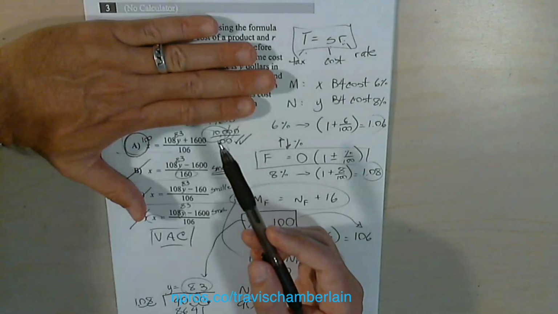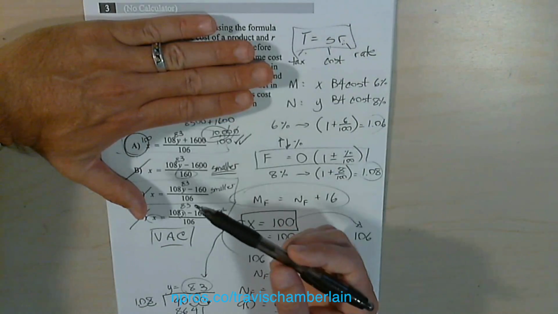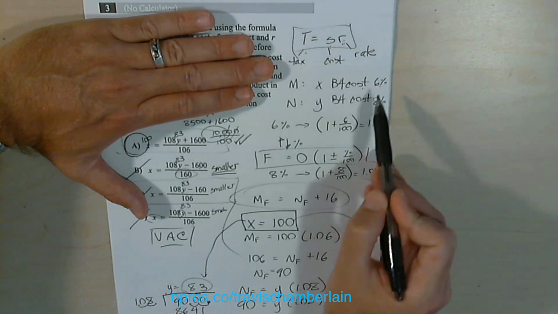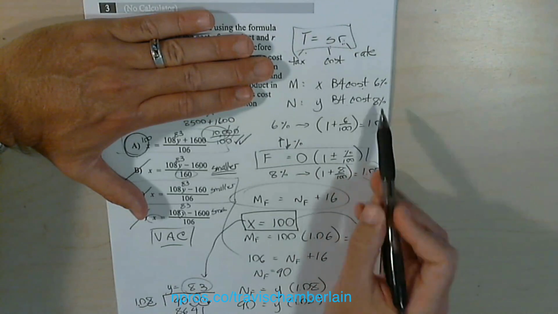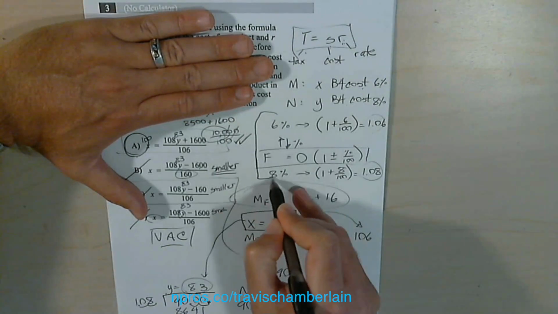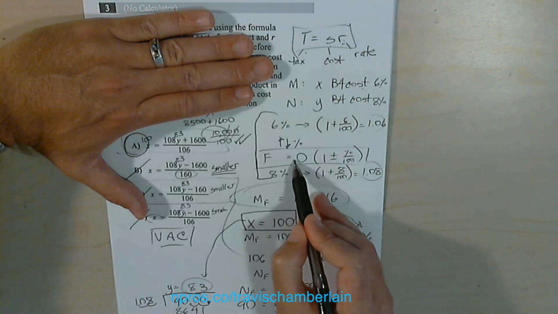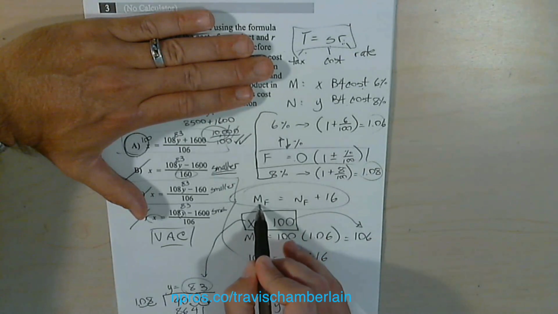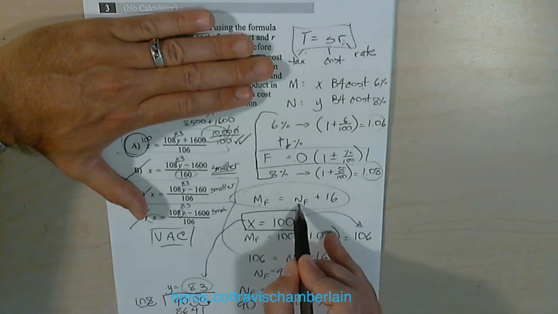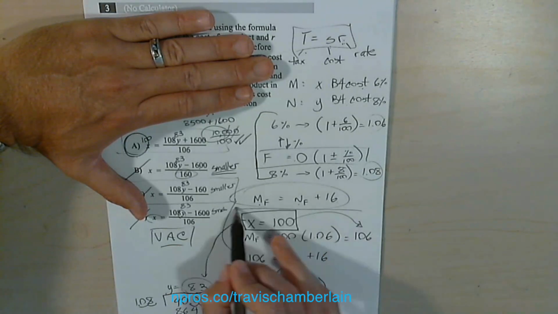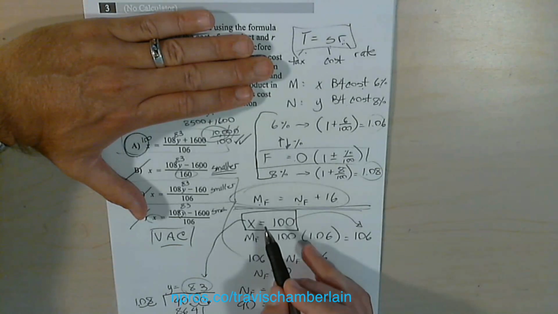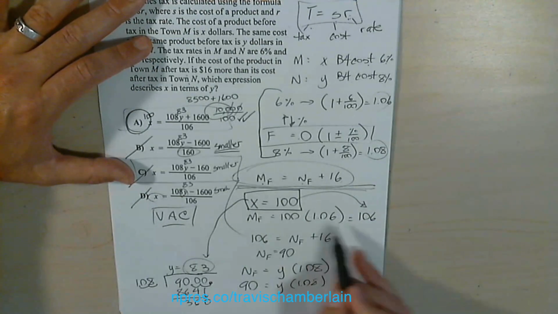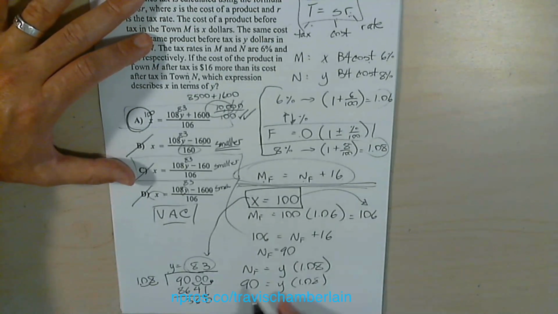What did we do? We put everything on the outside, so we don't have to read it anymore. T equals SR. X is before cost at 6%. Y is before cost at 8%. We used a bit of outside knowledge that everybody should know. Final equals original times 1 plus or minus percent over 100. And we also wrote down that the final cost in M is 16 more than the final cost in N. At the point that we had all of our information written down, we plugged in. We solved for X, we substituted for X, and then we solved for NF, and then we solved for Y.